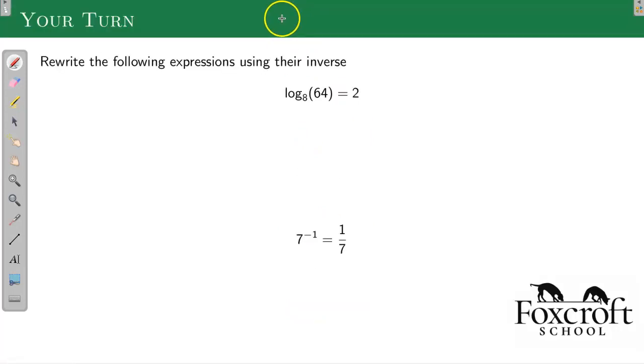Here are 2 to try on your own. Rewrite these using the opposite function. I'll show you the answers in 3, 2, 1. Again, the bases are the same for each one. Input, output, output, input. Bases are the same. Switch those, and you get the right answers.